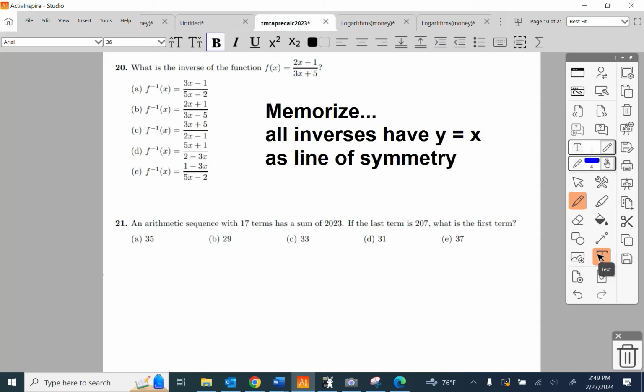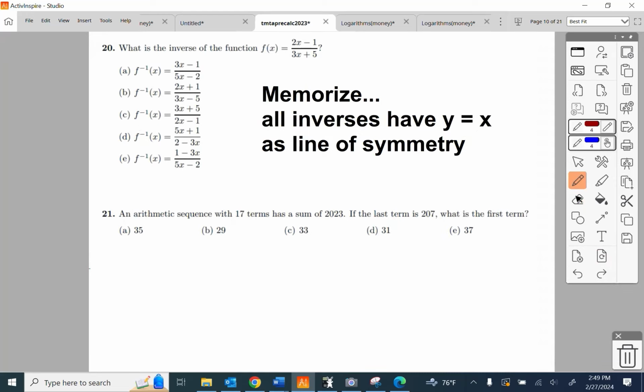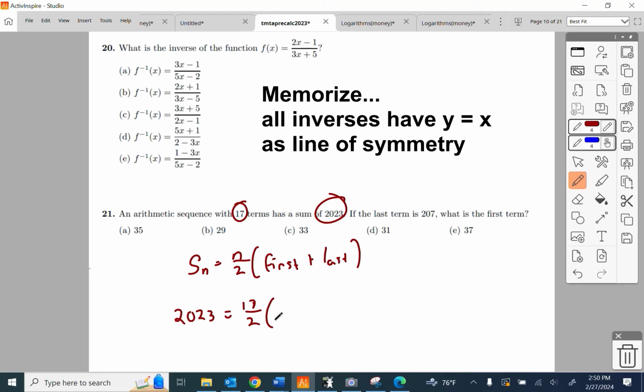So again, if you're in my pre-calc class, you probably know this formula. There's a good chance you do. But the sum of n things is n over 2, first plus last. And I know the sum is 2023. I know there's 17 terms. And what I don't know is the first term. I'm just going to call it x, but I know the last term is 207.